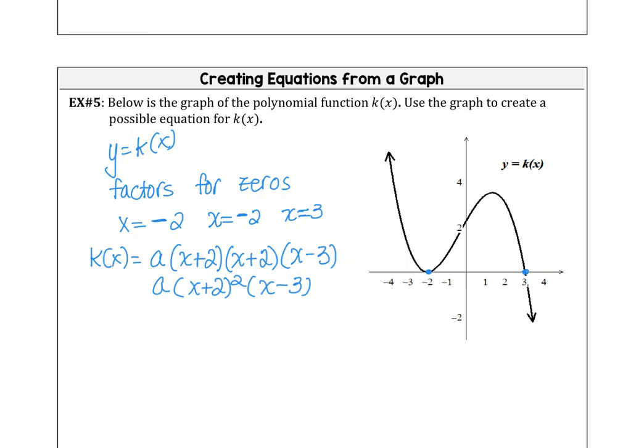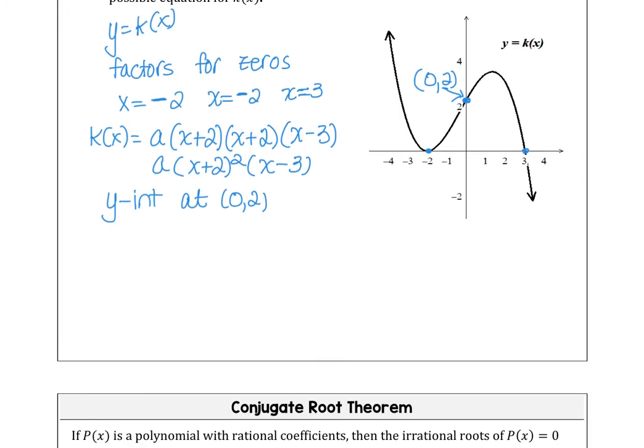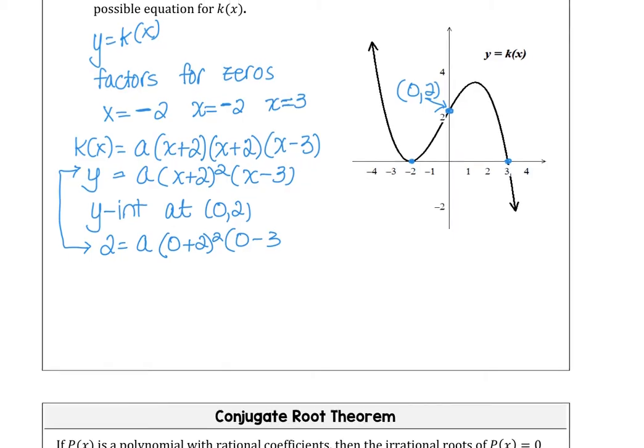Now, what else do we know? We know that the y-intercept is at 0, 2. So if we use that idea that we've got a y-intercept at 0, 2, then we could plug in 0 for x and 2 for y. So this is my y value here, k of x is y, and say 2 is a times 0 plus 2 squared and 0 minus 3. I'm using that equation, substituting in the point that we know.